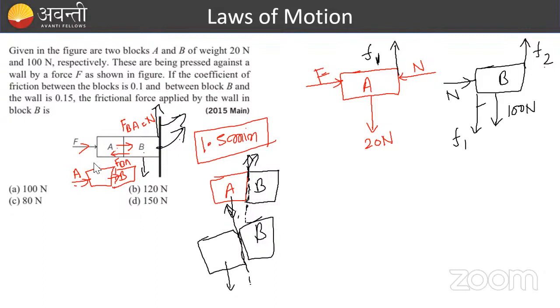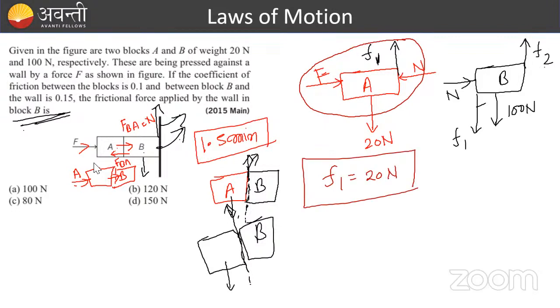Done. So let's focus on vertical motion itself. For A, if A is at rest, the vertical force should balance out. So F1 will become equal to 20 Newton, right? No other force is acting in the vertical direction. So the upward force is F1, the downward force is 20. They must be equal so that A will remain at rest.